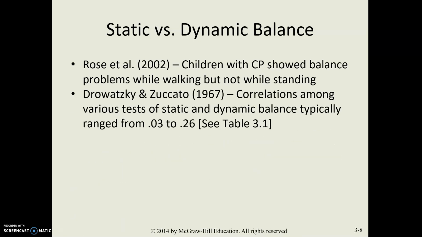And then a very extensive study by Drowatzky and Zuccato in 1967, and they looked at several different types of balance, both static and dynamic, and to see how they related to one another. And you could check that table out in your textbook, table 3.1. But the final results showed that there were very low correlations between static balance and dynamic balance. So again, supporting the idea of motor abilities are specific and independent of one another.